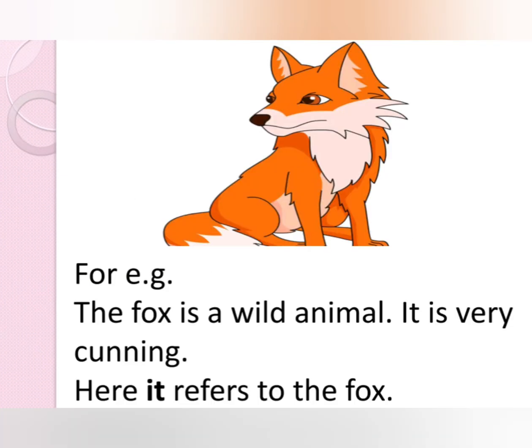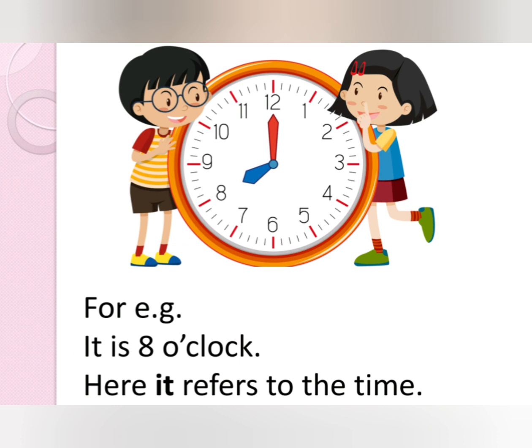Look at the example given here. The fox is a wild animal. It is very cunning. Here, it refers to the fox. Another example. It is 8 o'clock. Here, it refers to the time. I hope this was simple enough to understand.